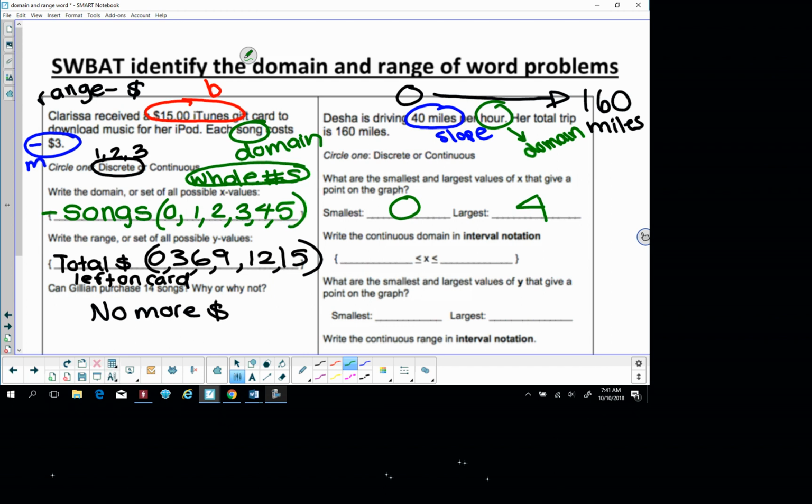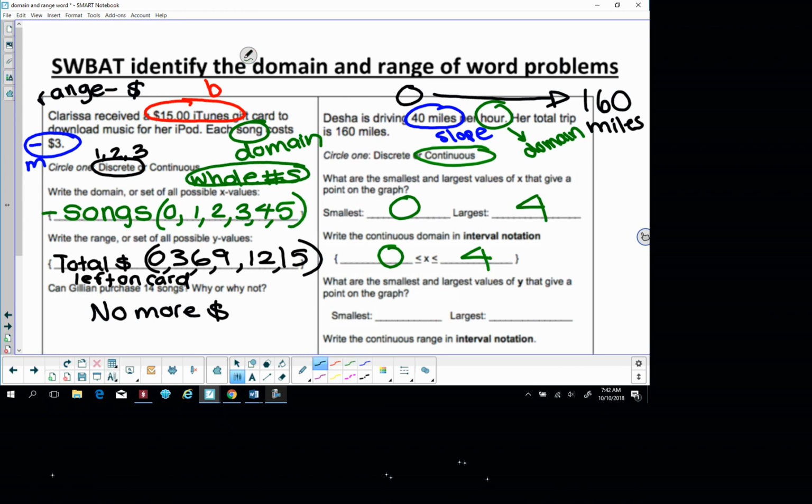To write this, and this is continuous because I can drive for a third of an hour, right? So this could actually be fractions. And so I would write this as 0 to 4 hours. Does everyone get why hours is your domain and not miles? Because whatever's after per, each, every is your domain.